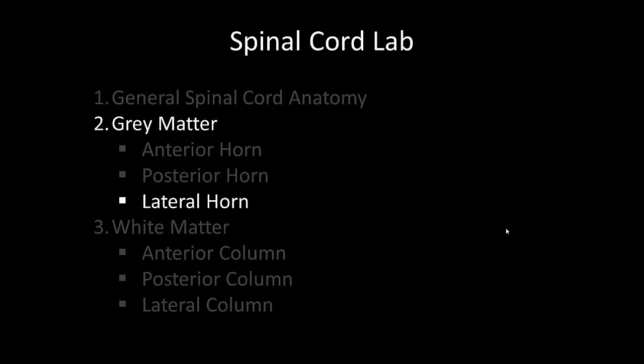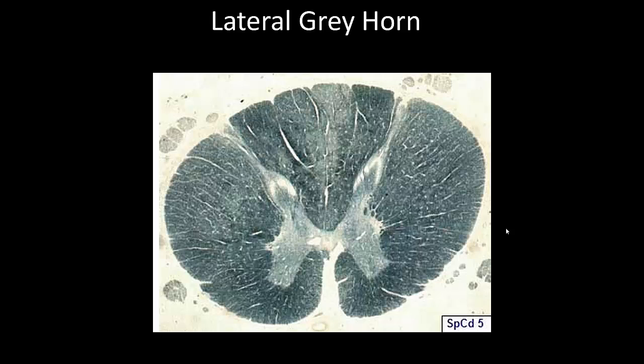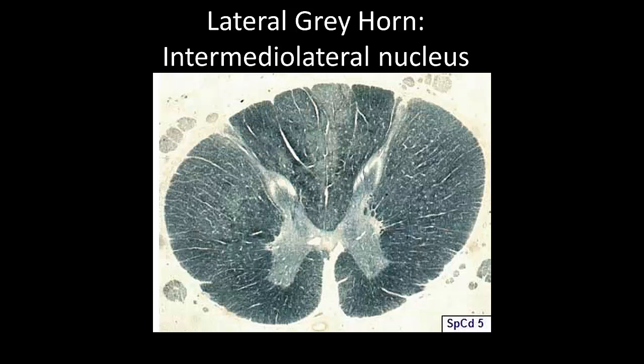Now the last segment of gray matter that we're going to be talking about is the lateral gray horn. Now the lateral gray horn is actually only present from spinal levels T1 to L2. And so you're only going to see this little projection coming off what looks like the lateral surface of the anterior horn. You're only going to see that from levels T1 to L2. And within this lateral gray horn lies the intermediolateral nucleus. Now this nucleus is going to be involved with the sympathetic division of the autonomic motor system.